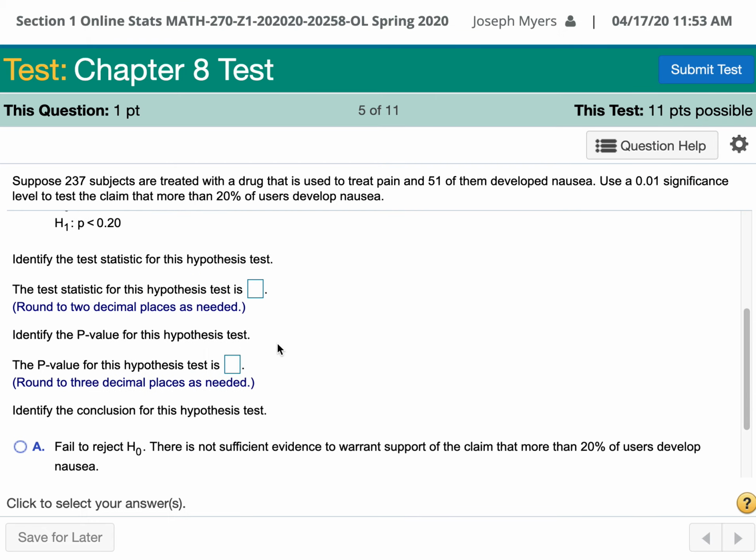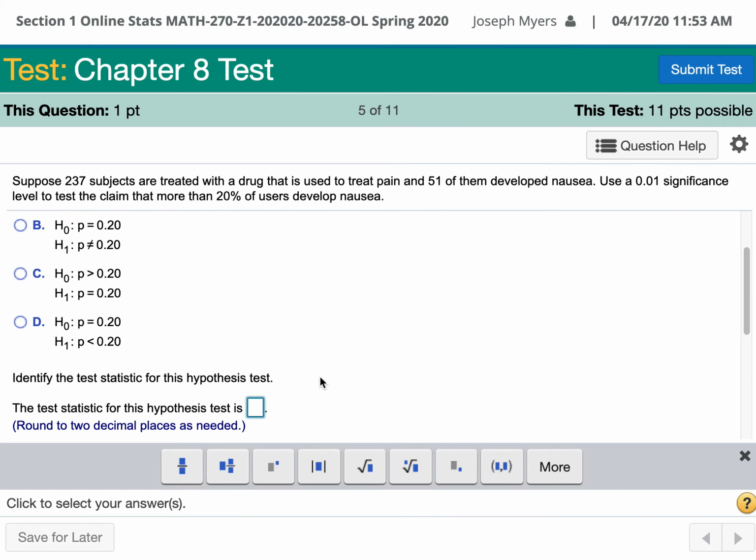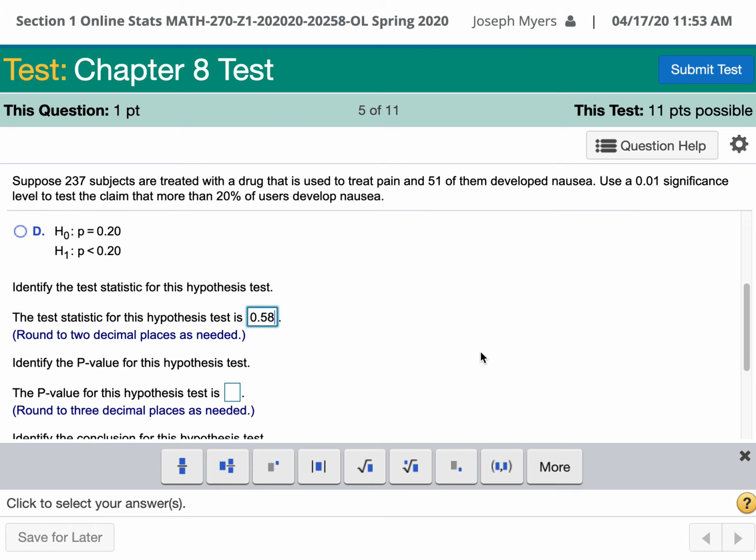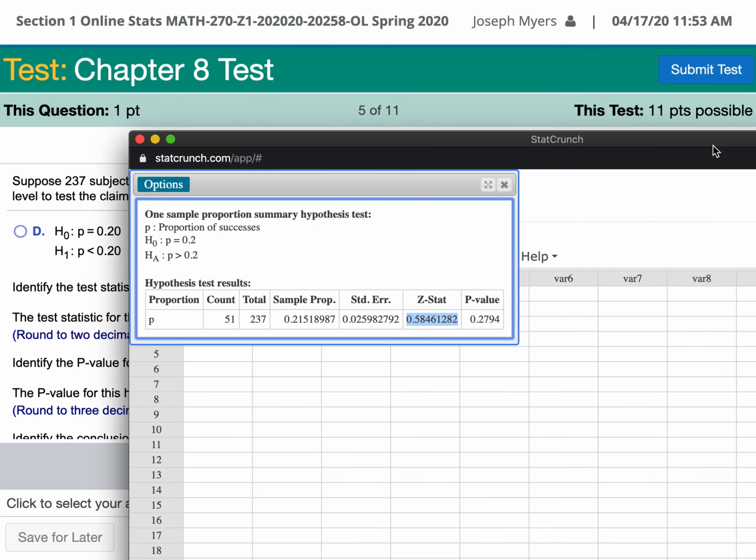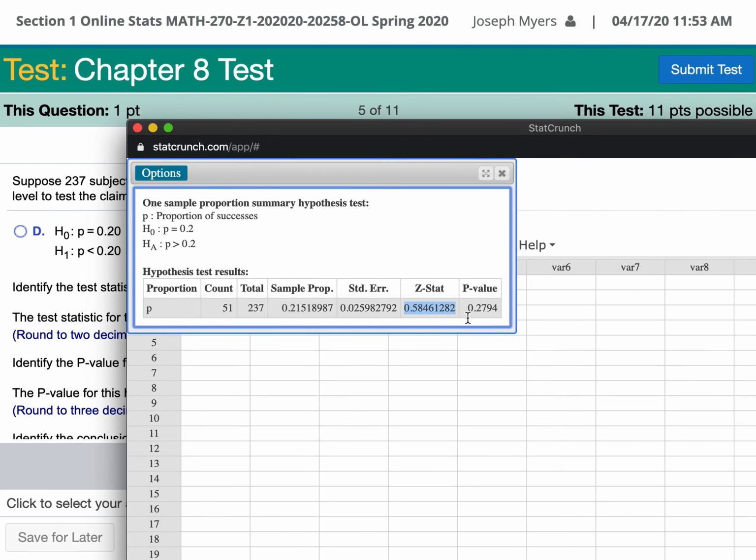So I'll copy that one. The test statistic is that. Round it off to 2 decimal places, so it's 0.58. Now identify the p-value. Unfortunately, you should use StatCrunch to find that. So you really should do this problem in StatCrunch because StatCrunch has the p-value in it. So copy the p-value from StatCrunch.